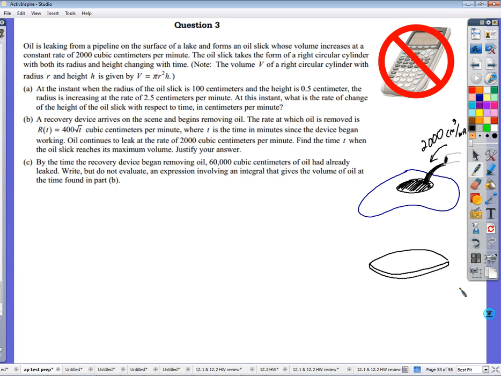Both its radius and height changing with time. So it's not like it just gets spread out. It also gets taller, apparently, or maybe not taller, maybe more flat. But they're just changing. That's what they told us. The volume of a right circular cylinder with radius r and height h is given by its formula, in case you had forgotten, which I hope you hadn't. What kind of a problem is this? Related rates. Nice. There are rates that are related to each other. There are rates like the rate at which it's coming out, the rate at which the radius is changing, the rate at which the height is changing, maybe some other things.